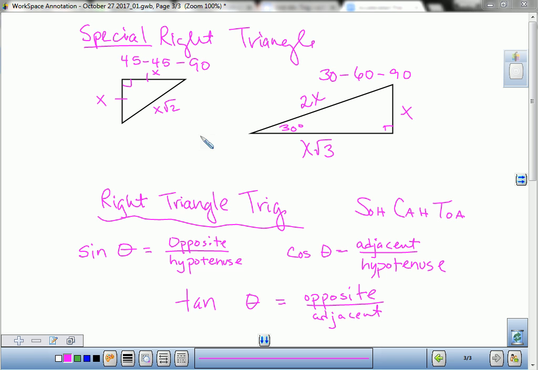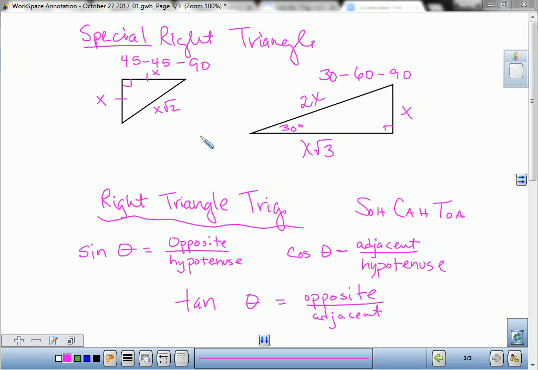So with the 45, 45, 90, whatever the length of the legs are, you just multiply that times the square root of 2 to get the length of the hypotenuse. So if we started with the hypotenuse, we just do the inverse of that. We would divide by the square root of 2, inverse operation, to find the legs.